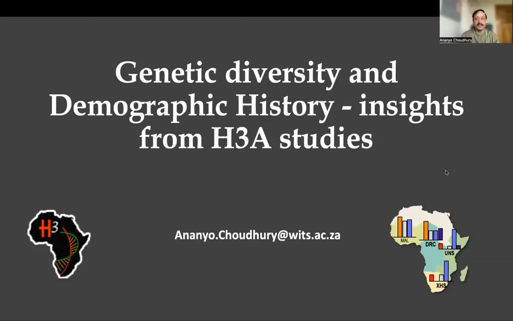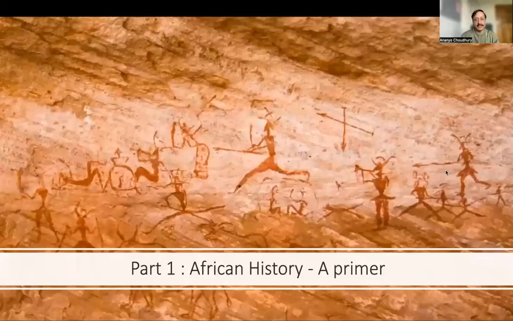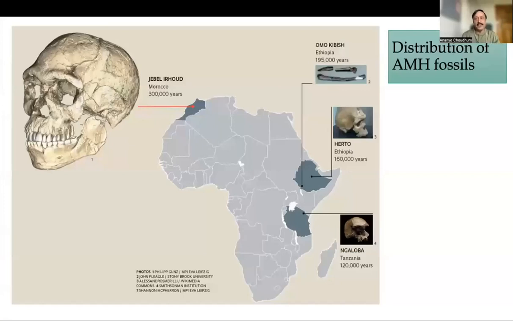So let us start with a brief primer on African history. As we all know, humans originated in Africa. However, there is a lot of debate about when in Africa did this happen. Had someone been giving this talk a few years ago, based on findings of some of the oldest human fossils, such as Homo kibish and Herto, they would have probably answered East Africa and specifically Ethiopia. And if the question was when, they would have probably given you an estimated time of around 200,000 years ago.